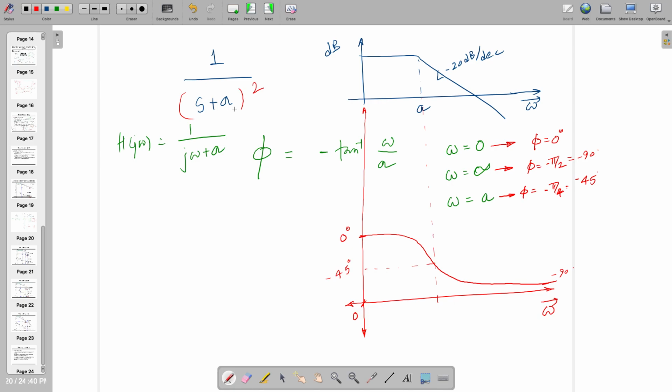I just changed it to a double pole, right? So what is going to happen? This will be changed to minus 40 first of all. What next in phase? So what phase equation are we going to have? Can I write it twice? You must know complex numbers. This is the same thing, right? I can write it twice, so minus 2 times tan inverse of omega by A. So everything will be doubled.